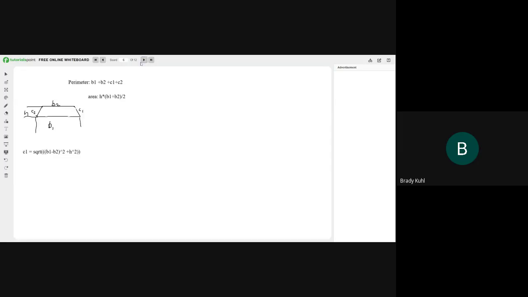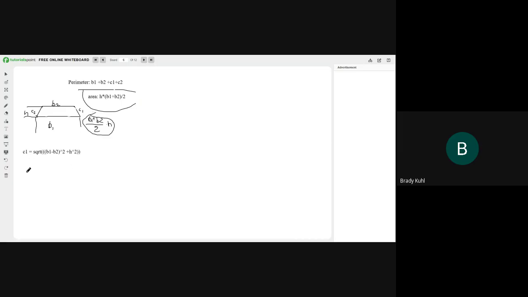Finally, we're going to talk about trapezoids. I forgot to label them on there. The perimeter is base 1 plus base 2 plus C1 plus C2. You basically add up all the sides. And the area is B1 plus B2 over 2, times height. And this is your area.